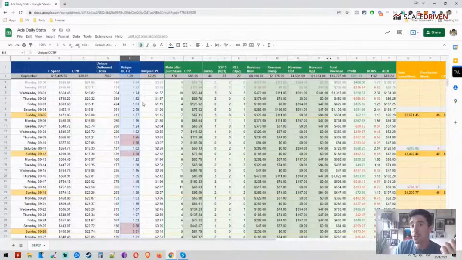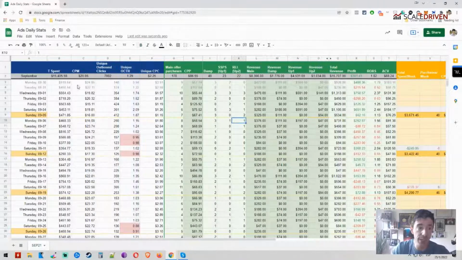That means that your messaging is on point. That means that your images are on point. That means that people are clicking on your ads. Out of 100 impressions, you get 1 click. All right. So anything above 1% is good. Anything above 2% is really good. Anything above 3% is great.